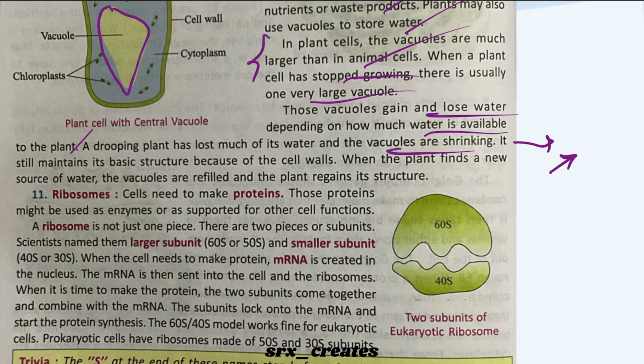Maintains a basic structure because of the cell walls. When the plant finds a new source of water, the vacuoles are refilled again.